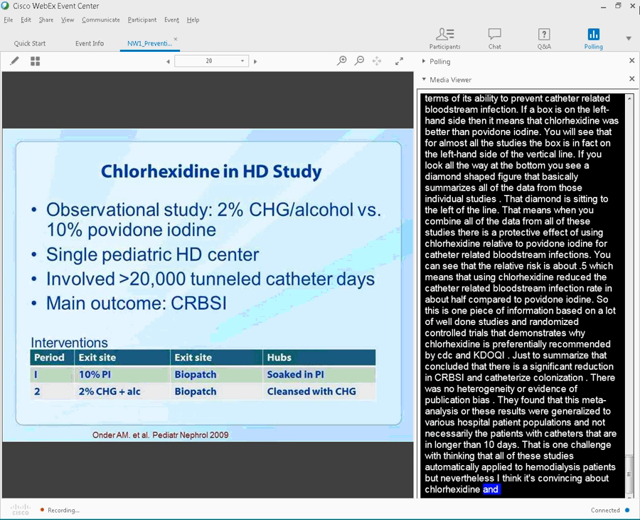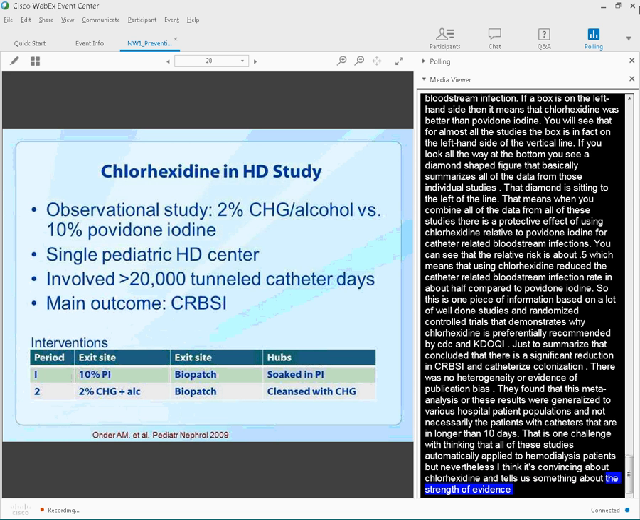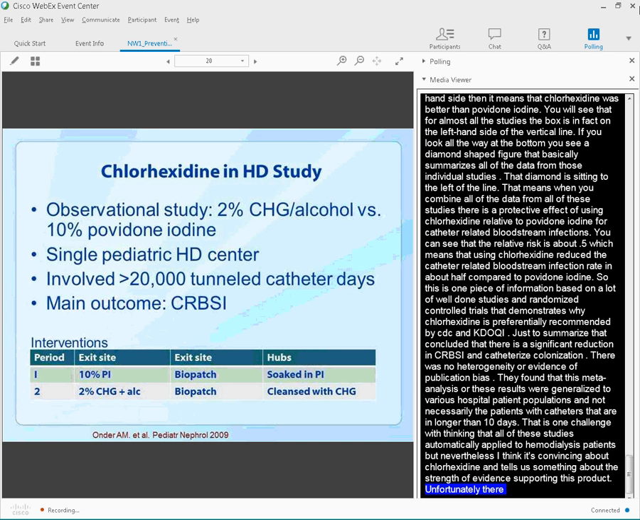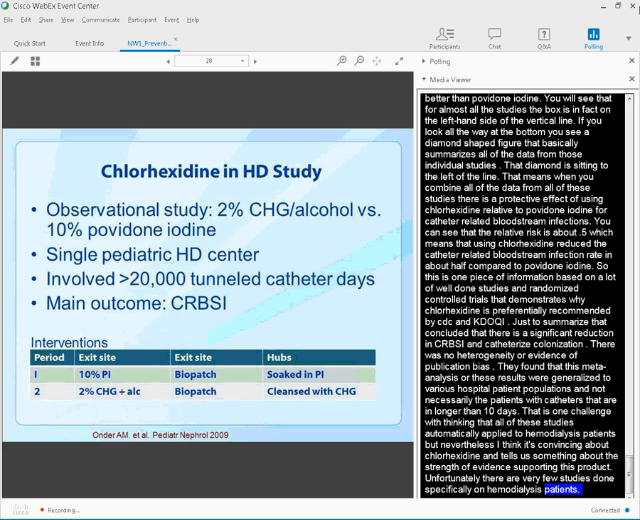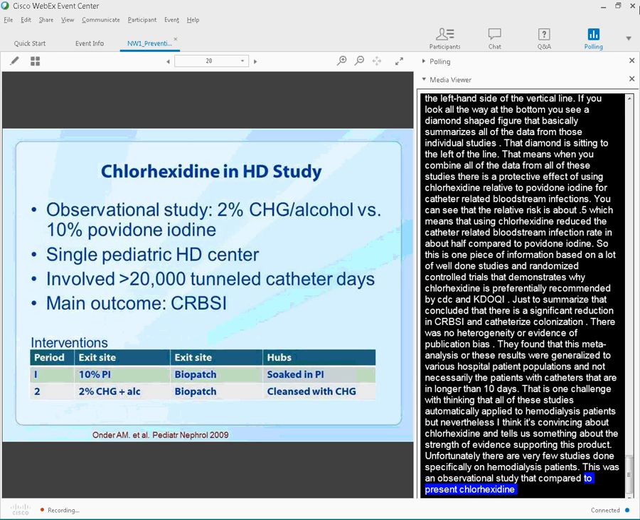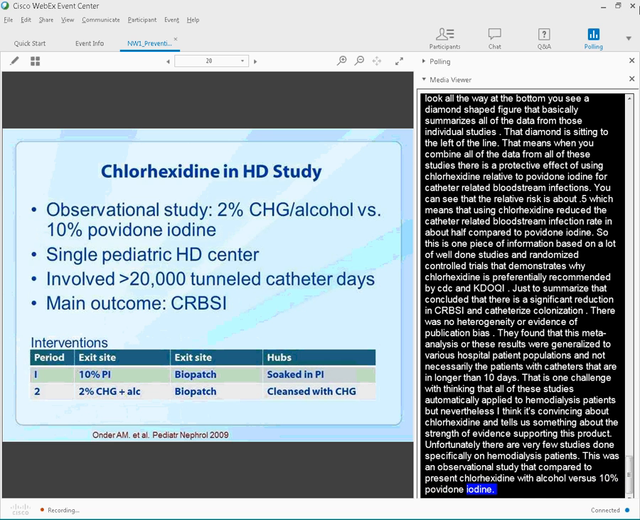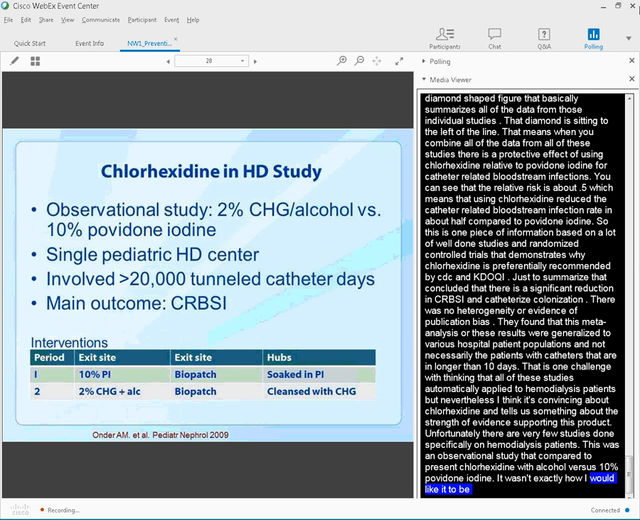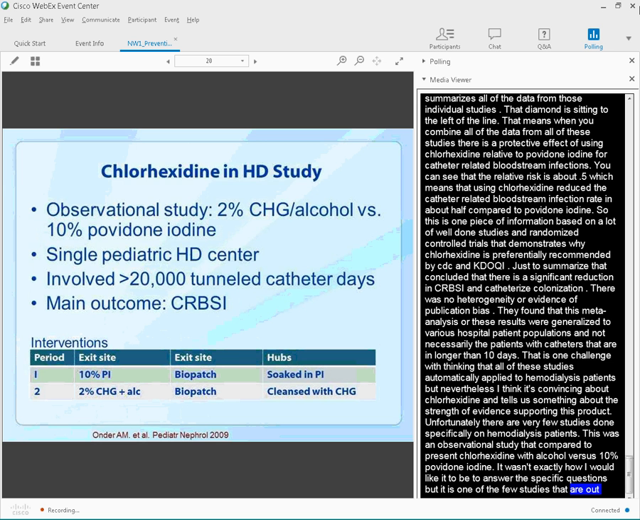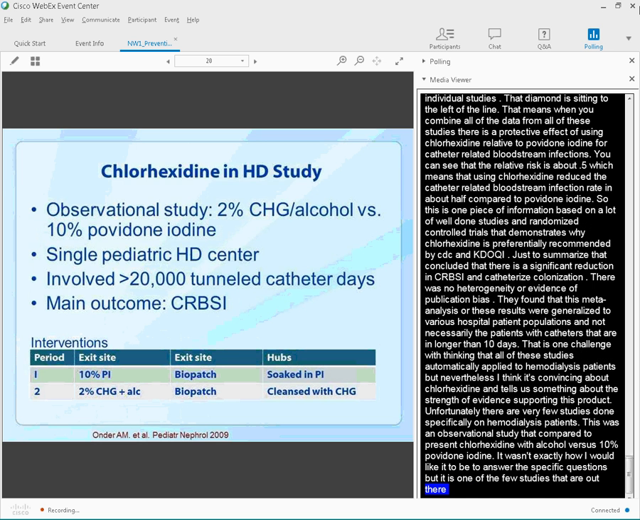So there are very few, unfortunately, studies done specifically in hemodialysis patients. This is one of them. This was an observational study that compared 2% chlorhexidine with alcohol versus 10% povidone-iodine. And it wasn't designed exactly how I would have liked it to be to answer this specific question, but nonetheless, it's one of the few studies that are out there that looked at chlorhexidine use in dialysis patients. So this was a single pediatric hemodialysis center. It involved more than 20,000 tunneled hemodialysis catheter days, and the main outcome was catheter-related BSI.